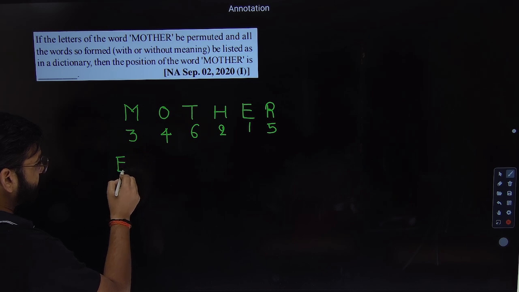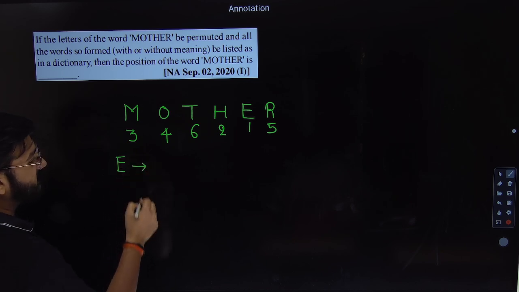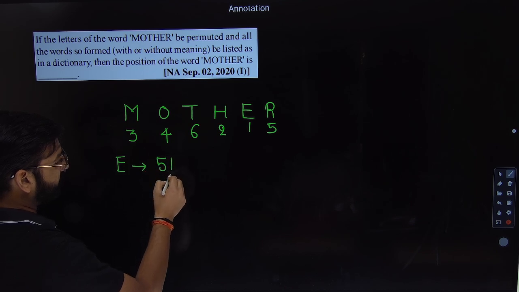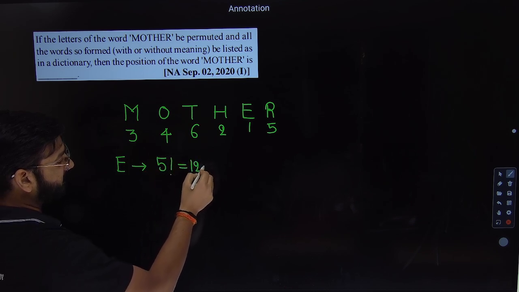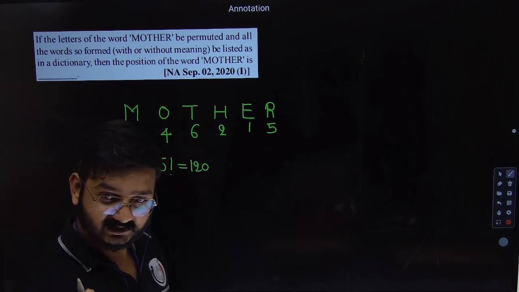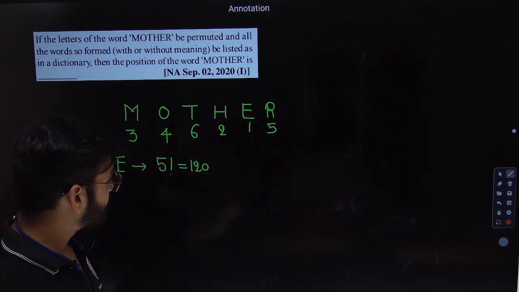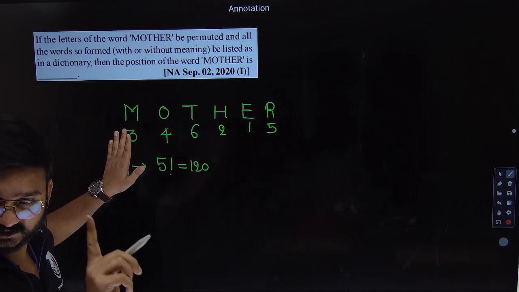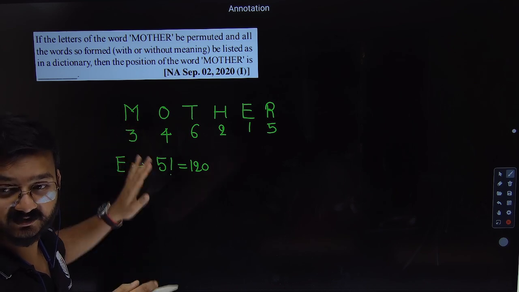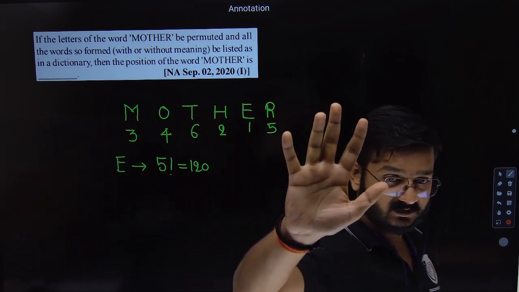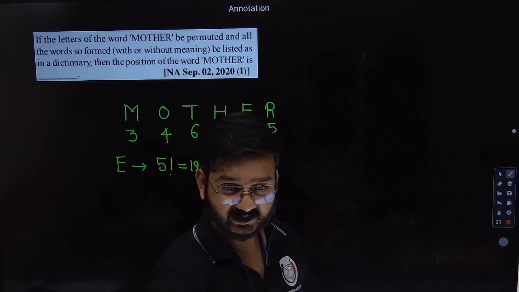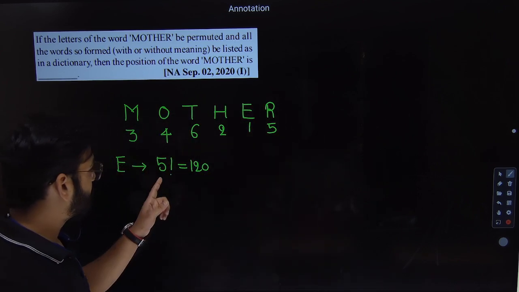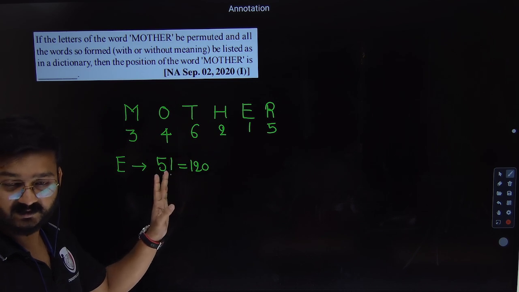So with E, how many words will start with E? 5 factorial, which is 120. Is it clear? 6 letters are there. I am finding the words starting with E, meaning E is present in the first position. So how many positions are left? 5. So 5 objects in 5 places. How many ways? 5 factorial, which is 120. Anyone having doubt?